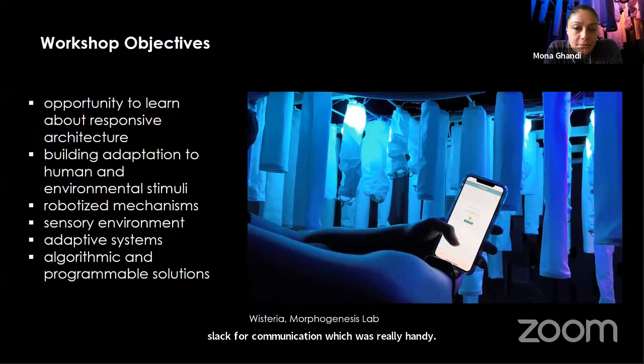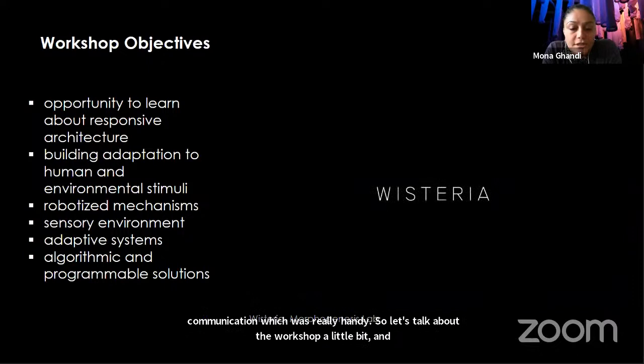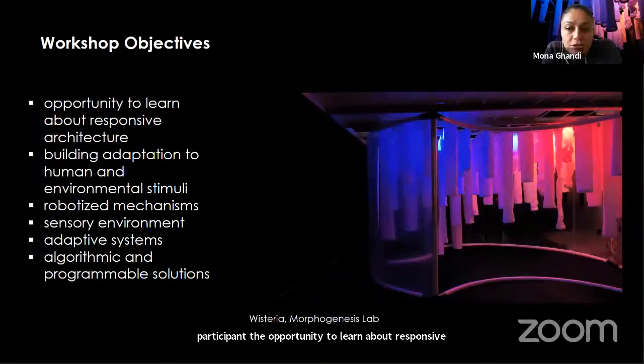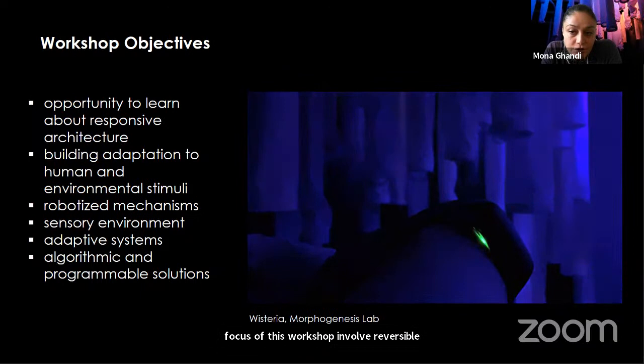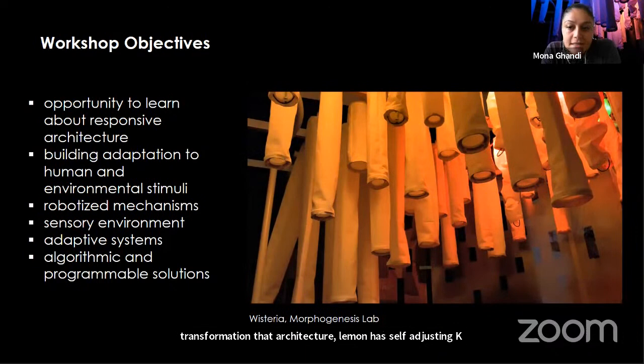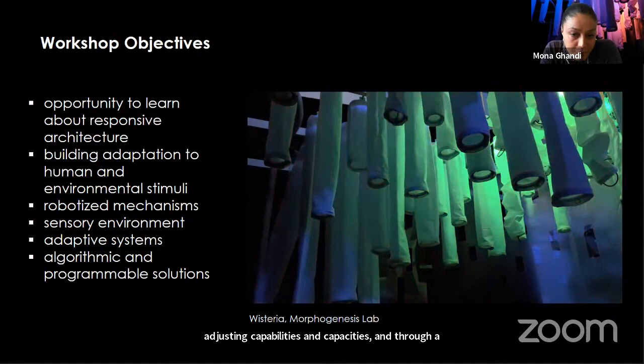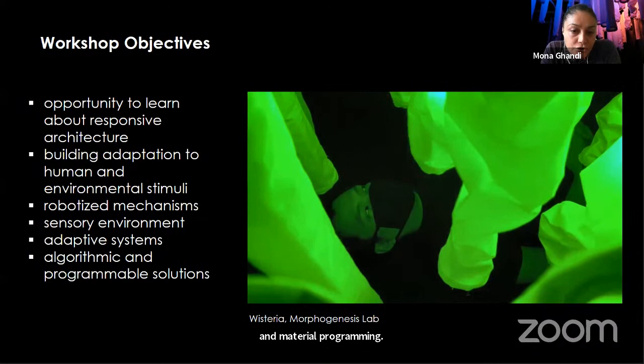The Kinectoscapes workshop offered its participants the opportunity to learn about responsive architecture and building adaptation to human and environmental stimuli. The most common type of responsive behavior system, which was the focus of this workshop, involved reversible geometrical transformation, where the architectural element has self-adjusting capabilities and capacities through a combination of robotized mechanisms, sensory environment, and material programming. By adopting a multidisciplinary approach, the workshop integrated architectural design thinking with algorithmic and programmable solutions.